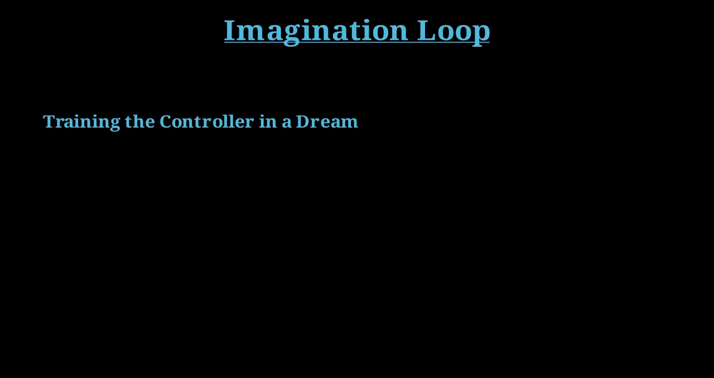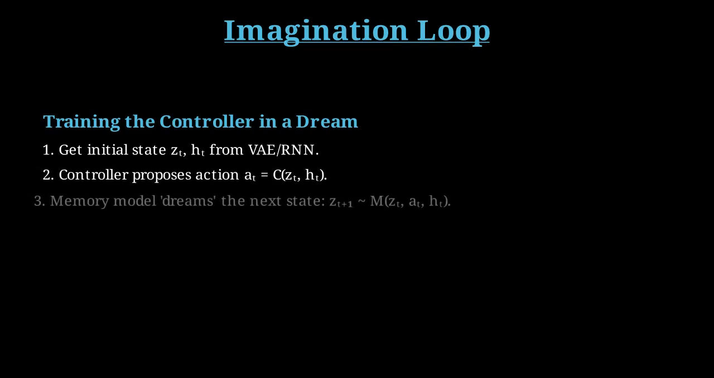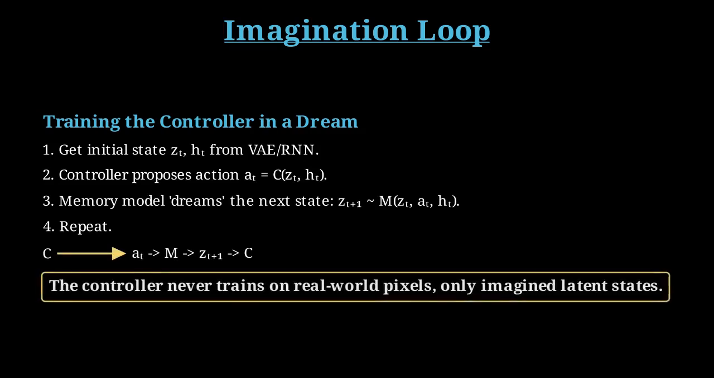Once the VAE and MDN-RNN are trained, we can largely ignore the real environment. The controller is trained entirely within an imagined environment generated by the MDN-RNN. The process starts with a real z_0 from the VAE. The controller suggests an action a_0. The MDN-RNN then predicts a distribution for z_1 from which we sample. This new z_1 and the updated hidden state are fed back to the controller.